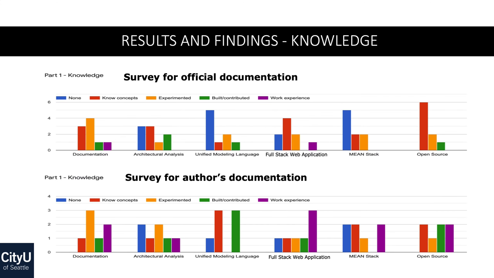And this shows you the survey for official documentation before reading the documentation, and also the survey for the author's documentation. If you see more blue and red, it means we have more participants who have no knowledge or little knowledge of all the topics or keywords that we mentioned. If you see more purple and green, it means they have more experience in those topics. And as you can see, participants in the author's documentation group have more experience.